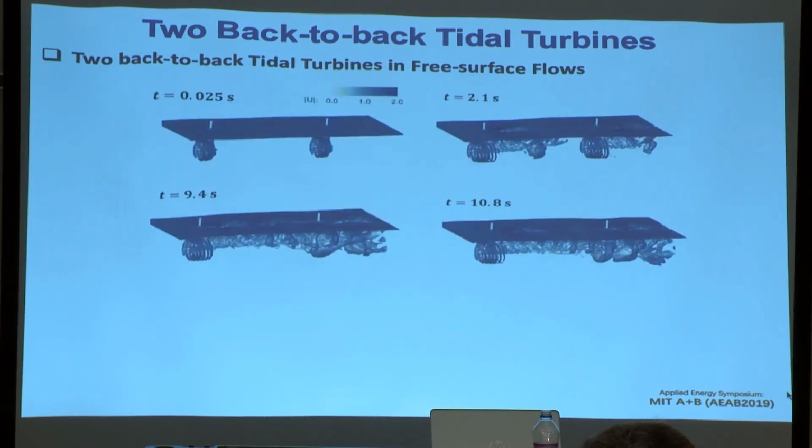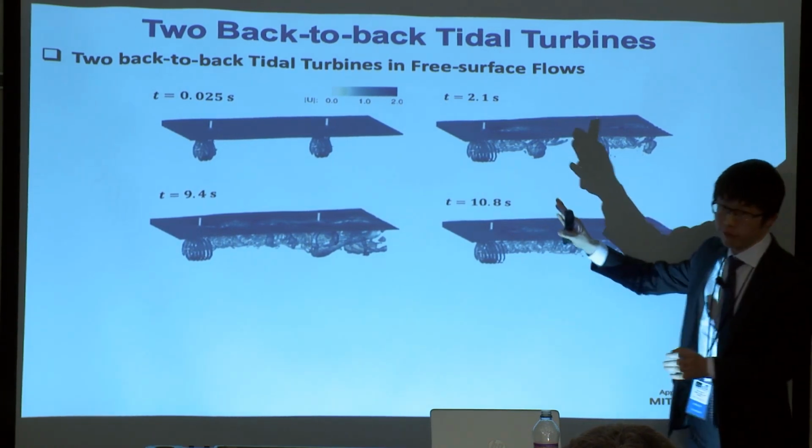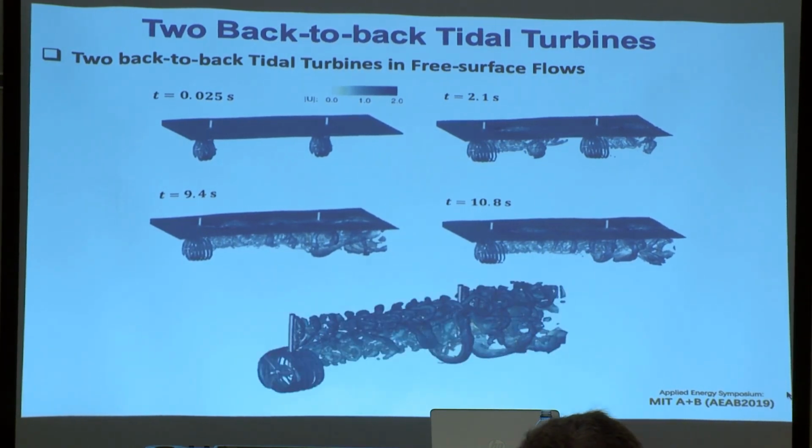So what we do here is we simulate two back-to-back tidal turbines in free surface flow subject to uniform inflow condition. And the deep immersion case we choose is the deep immersion case I just showed you in the previous slide, because what we see is in deep immersion case, the tidal turbine is not affected by the free surface. But if we have two turbines back-to-back, what will happen? So we did a free surface simulation, as you can see here, and we also did pure hydrodynamic simulation.